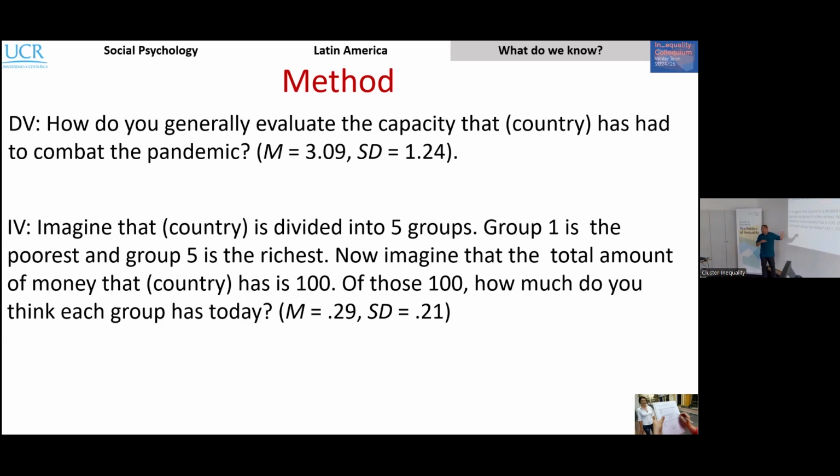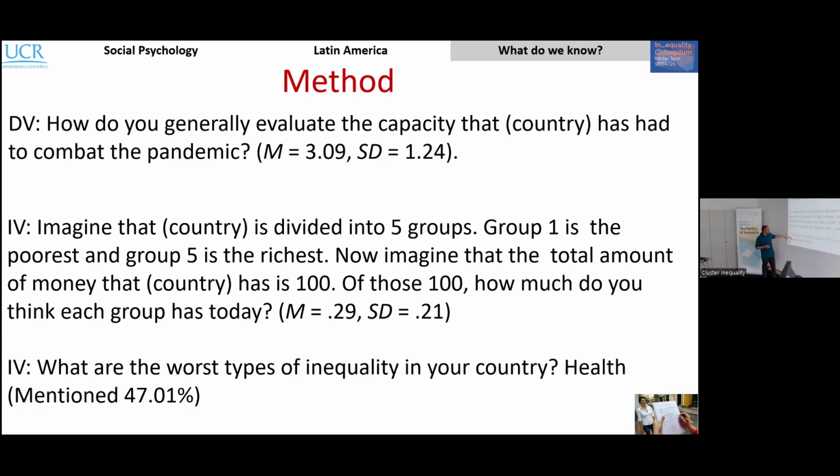We have some claims, some doubts about this measure, but that's going to be a further talk. Then people were asked, from all the inequalities that you live in your everyday life, which one do you think is the worst expression of inequality in your country? We were in an emergency, a health crisis with the pandemic. So we tried to look at which participants answered that health inequality was the worst expression of inequality.